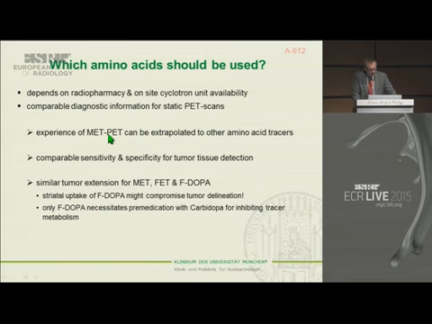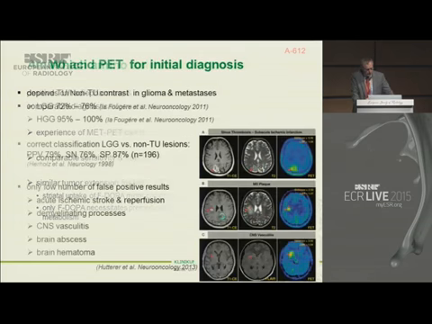And the experience of the long-standing methionine PET can be extrapolated to the other amino acids. We have a comparable sensitivity and specificity for tumor tissue detection, and the extension in the comparative studies of all three radiopharmaceuticals is similar. Fluorodopa has a disadvantage, since the striatal uptake might compromise tumor delineation, and also you ideally need pre-medication with carbidopa, which you do not need to do with the other tracers.